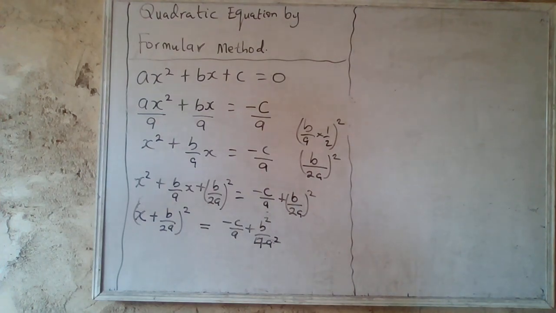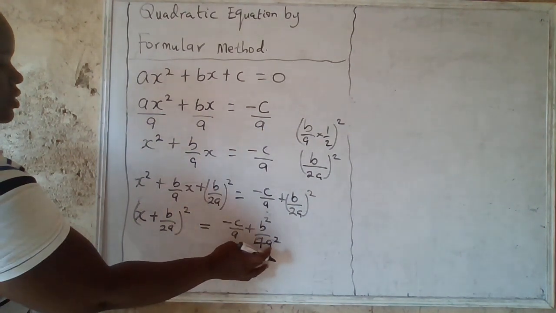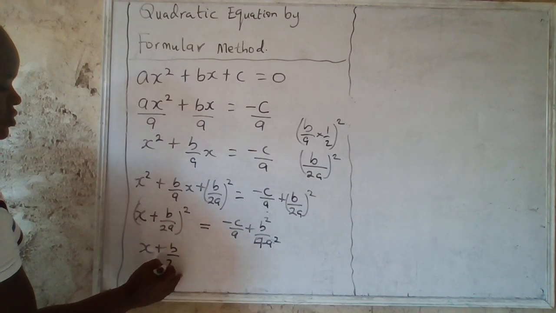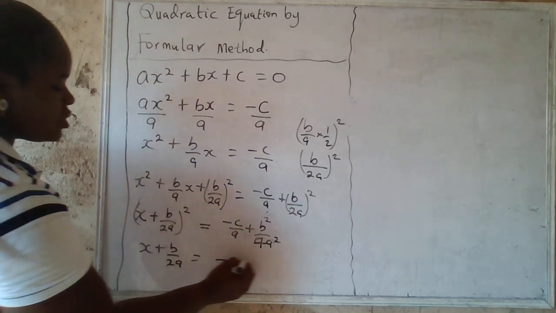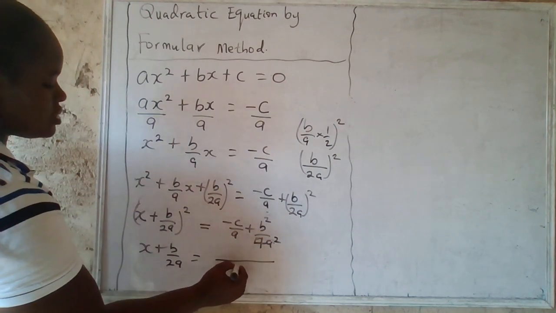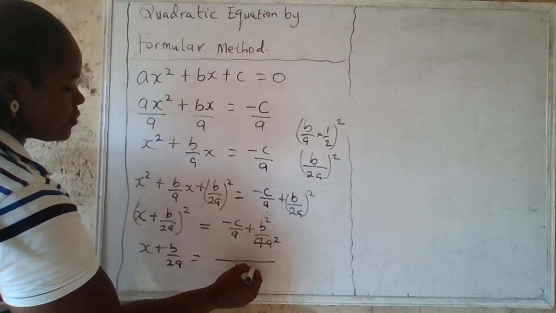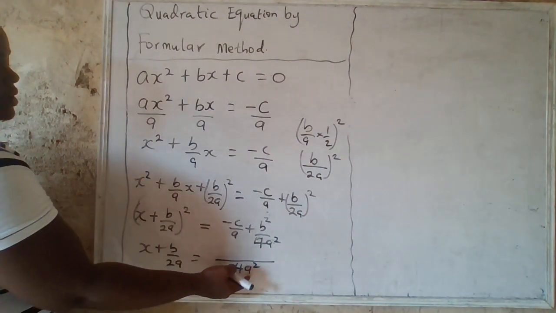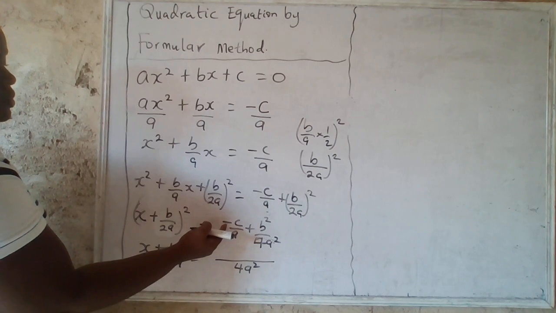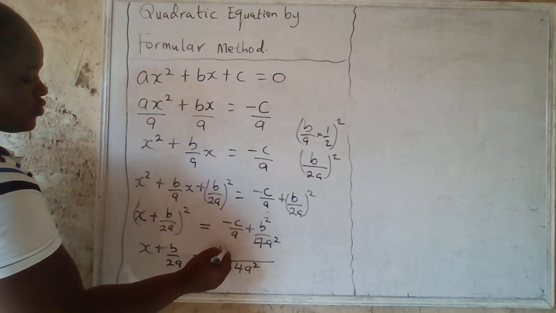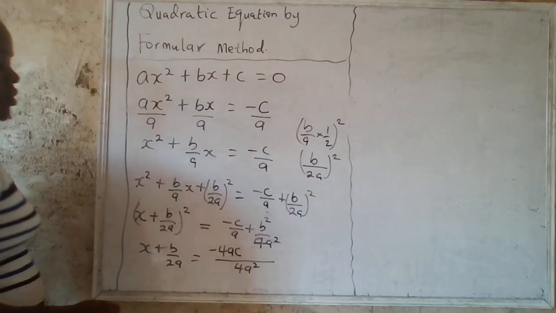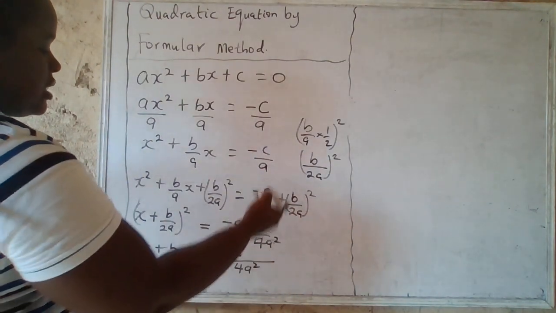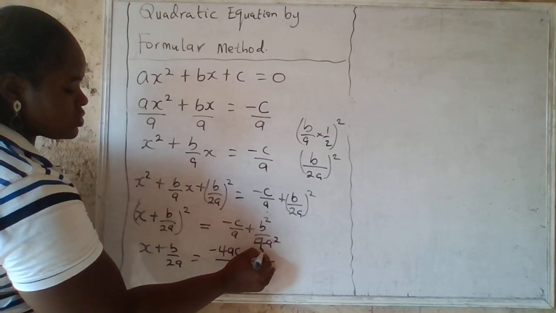Now, the next thing we have to do is to solve this through. So we have x plus b over 2a all squared to be equal to the LCM of a and 4a squared, which is going to be 4a squared. Now, a divided into 4a squared will give us 4a. When multiplied by minus c, we have minus 4ac. Okay, now 4a squared divided by itself will give you 1, times this, you have plus b squared.